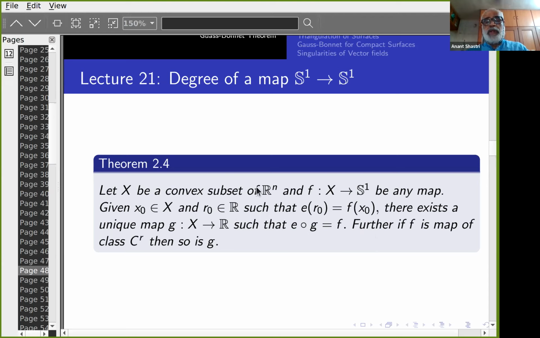The proof is obtained very easily when you understand the meaning of a convex subset of R^n. I hope everybody understands convex subset of R^n. If any two points are there in X, say P and Q, then the line segment joining P and Q should be completely contained inside X. So that is the meaning of X being convex.